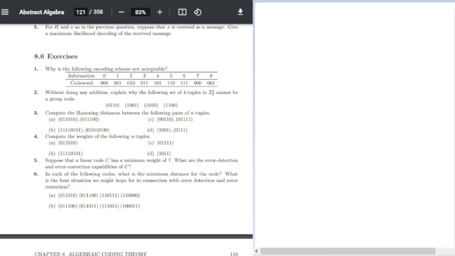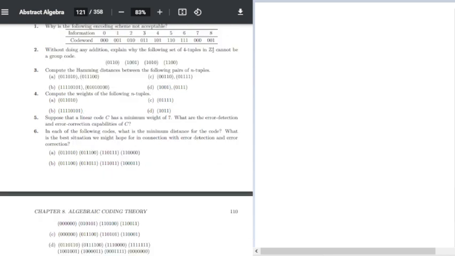There's no 0 in here, because if we add any of these to themselves, it's 0, and we don't have the 0. Compute the Hamming distances between the following pairs of n-tuples. If you want to visually get an algorithm for it, we'll line them up like this. So it'll be 0, 1, 1, 0, 1, 0 and then 0, 1, 1, 1, 0, 0. And then we're going to binary add them.